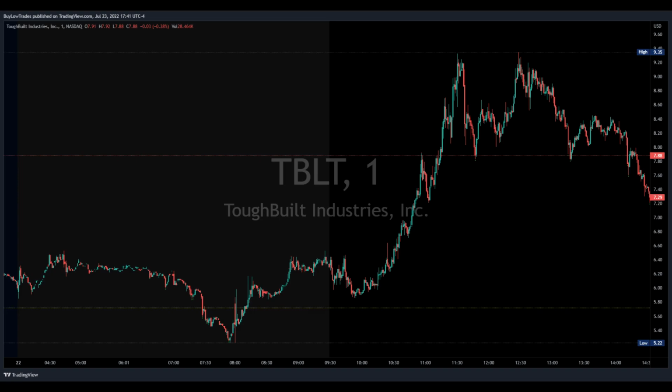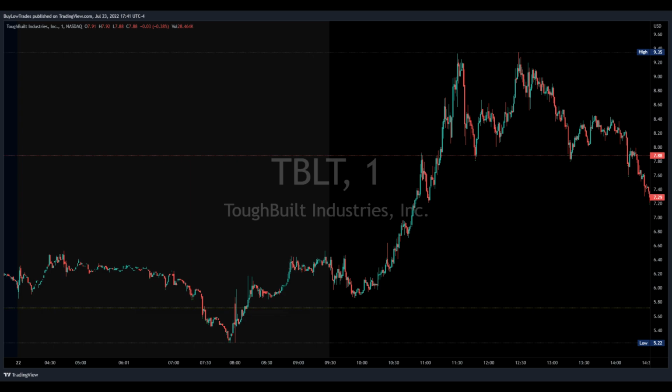As we can see here, I'm trading TBLT on the 1 minute time frame. You may use a 2 minute time frame, 3 minute time frame, 5 minute time frame. It really doesn't matter. It's up to you what you prefer. I prefer using the 1 minute time frame. Now I'm trading the confirmation strategy.